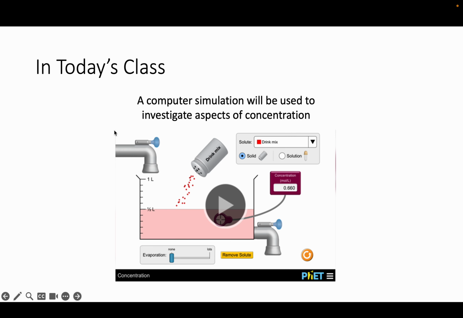In today's class, we're going to explore this phenomena of solutions, different concentrations, looking at dilutions. We're going to do that with a computer simulation. The computer simulation will allow you to explore and change some variables, and it will be paired with calculations along the way.